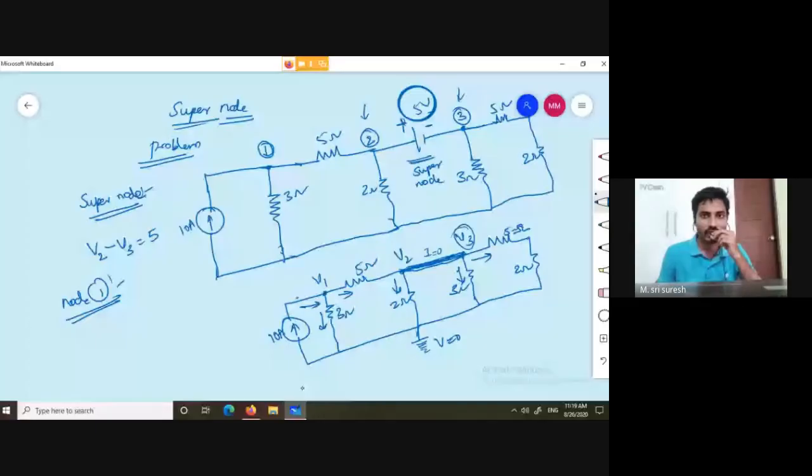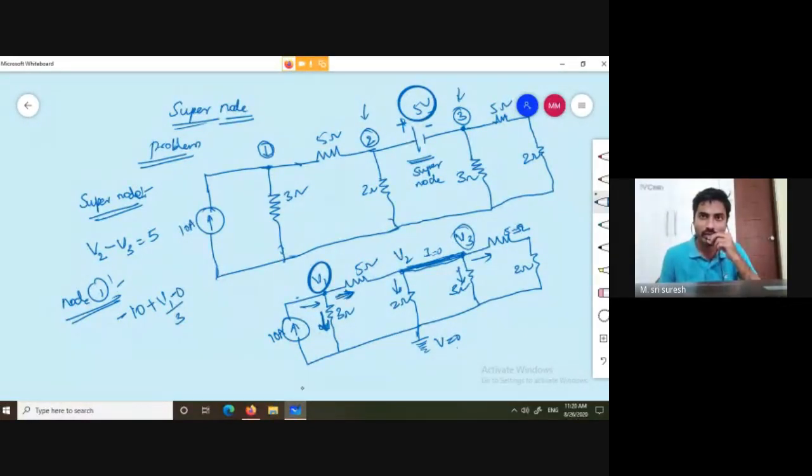Depending on the current direction, at node points, the incoming current is 10 amperes from the current source. Incoming currents are always taken as negative, so minus 10. Next, what is the current for this branch? The current flowing in this particular branch is V by R. The potential at this particular point is V1, so V1 minus 0 by 3. That means V1 by 3.